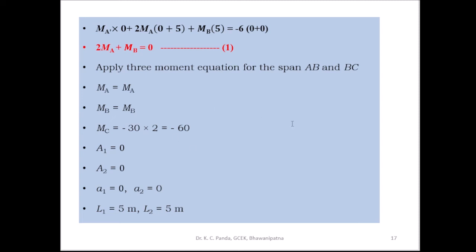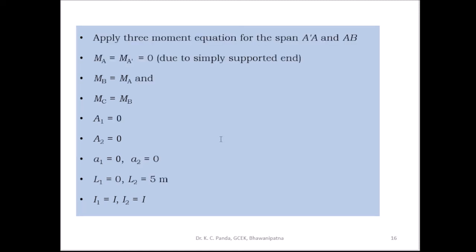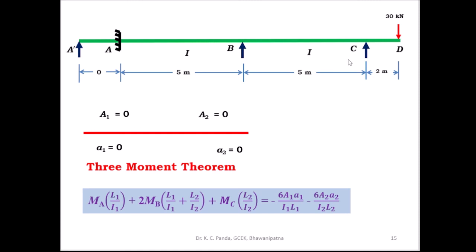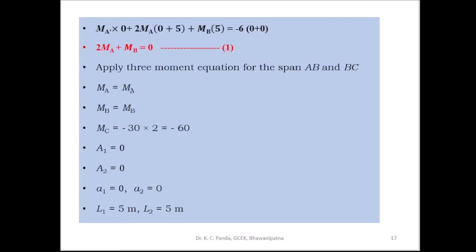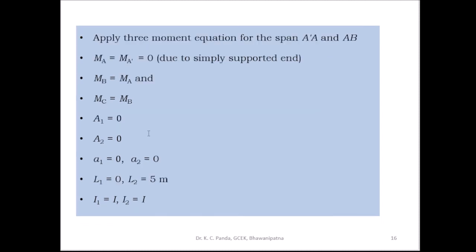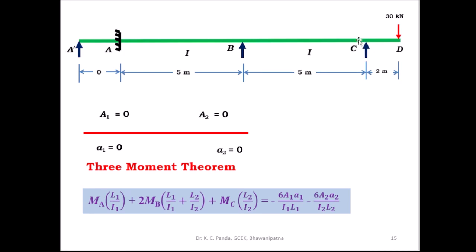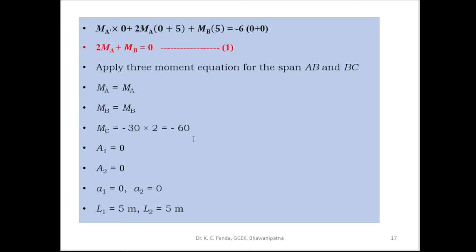Then apply the three moment theorem for the span AB and BC. Here also there is no loading, so the free bending moment diagram of each span is 0, A1 is 0 and A2 is 0. Here MA is equal to MA, MB is equal to MB, and MC is equal to minus 30 into 2, which is equal to minus 60 kilonewton meter.